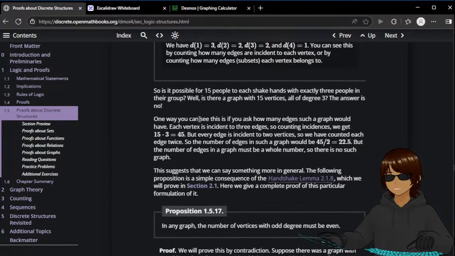One way you can see this is if you ask how many edges such a graph would have. Each vertex is incident to 3 edges, so counting incidences, we get 15 times 3 is 45. But every edge is incident to 2 vertices, so we have counted each edge twice. So the number of edges in such a graph would be 45 divided by 2, 22.5, but the number of edges in a graph must be a whole number. So there is no such graph.